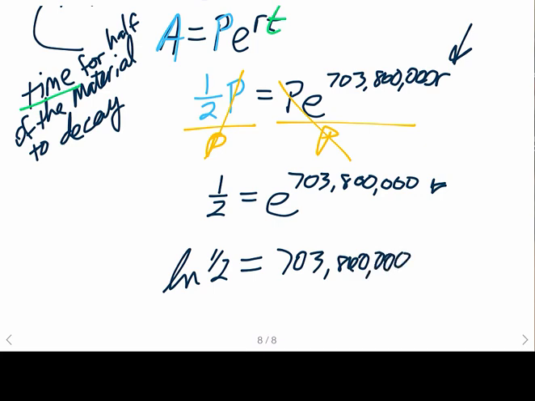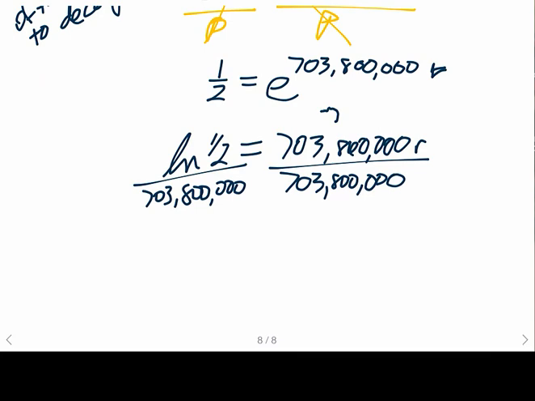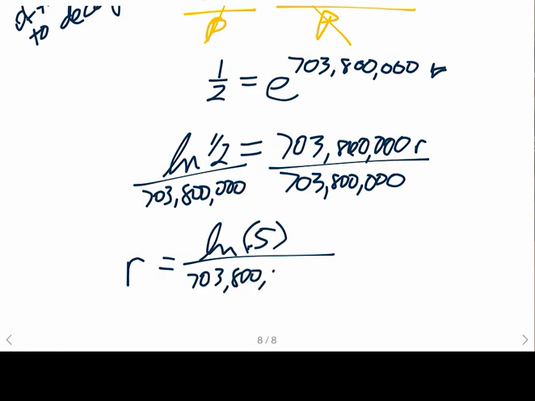Why did I use this one? I could have used one with a shorter half-life. I mean, really, some materials have a half-life that's like a day or less than a second. Anyway, times r. And so we are now going to divide by that coefficient. So r is equal to the natural log of 1/2 divided by 703,800,000. That I can put into my calculator.